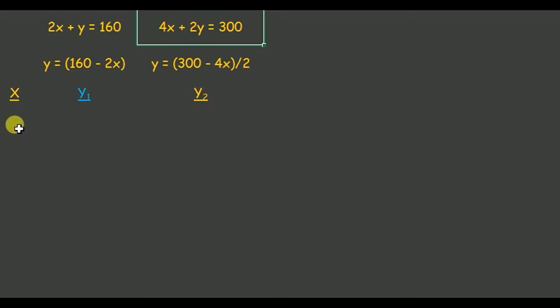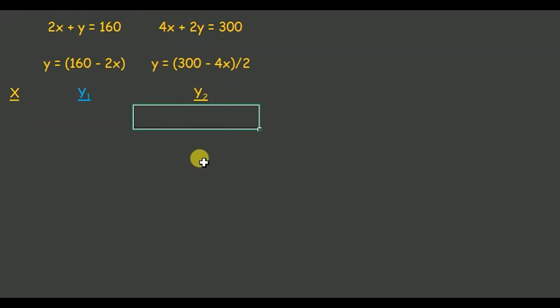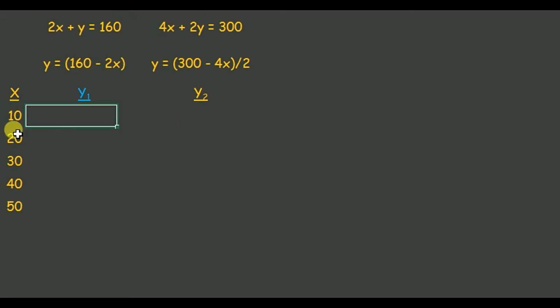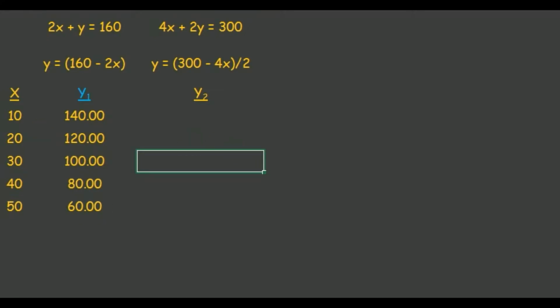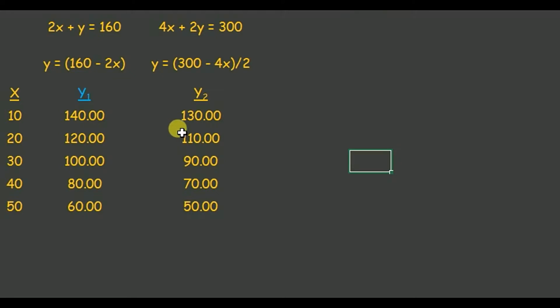Now let's take some x values, which will give me y1 values and y2. So I'll start with smaller values like 10, 20, and then plot these values here in this x. It gives me these many numbers here, y1 values. Now let's do the same thing with this x. Replace this x with these values here. All these values from 20, 30, 40 and 50.